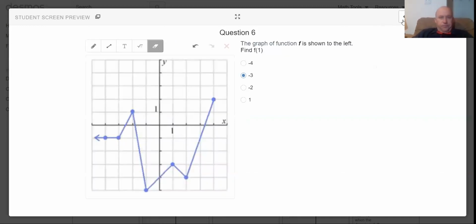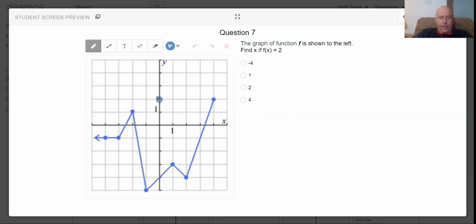So on the other one, notice it said find f of 1. So the thing that we were looking for was in parentheses. So that was my X value. But on this one, it says find X. So we know it's not the X value, but also the 2 is not in parentheses. So that means the Y value is 2. So I have to do this one in reverse.